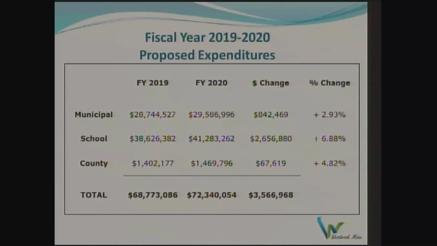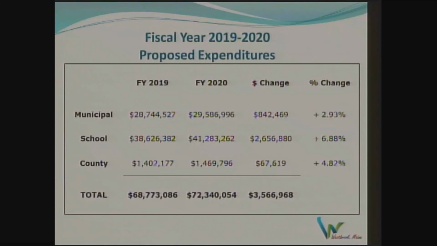I'd like to just quickly go over the numbers that the mayor just reported a little more clearly and concisely here. This looks at the municipal, school, and county components of what we raise from the local property tax and other revenues that we realize in the city. The municipal portion of the budget is proposed at $29,856,000. That's an increase of roughly $842,000 or 2.93%.